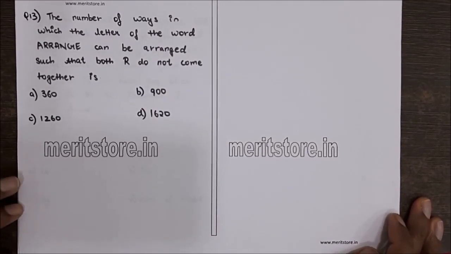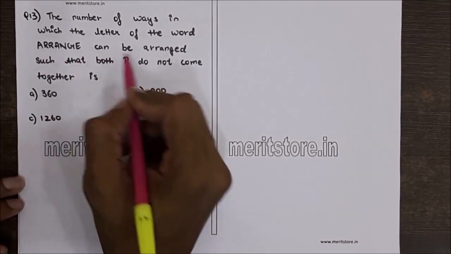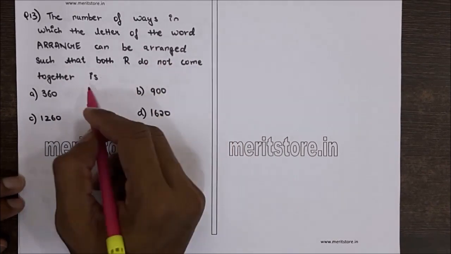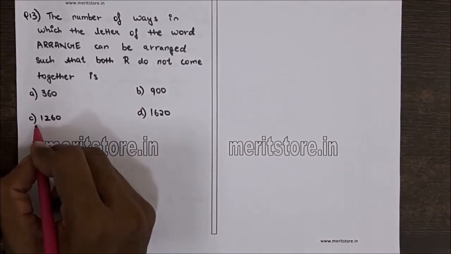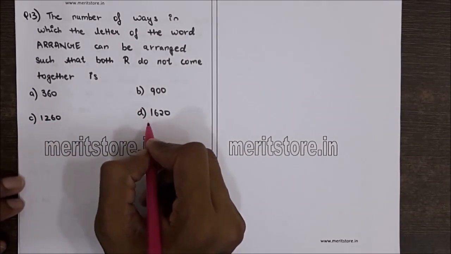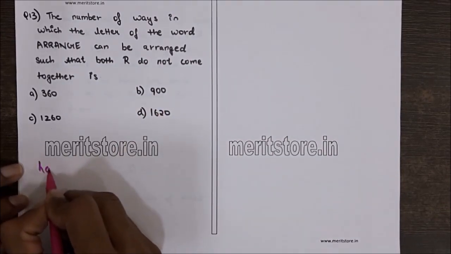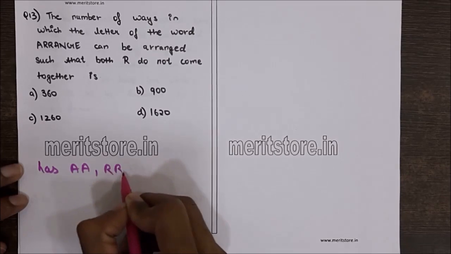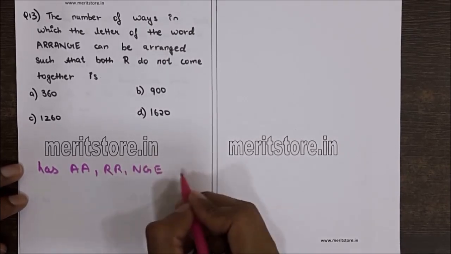Question 13. The number of ways in which the letters of the word ARRANGE can be arranged such that both R do not come together is. We have four options: A 360, B 900, C 1260, and D 1620. The word ARRANGE has double A, double R, and N, G, E letters.